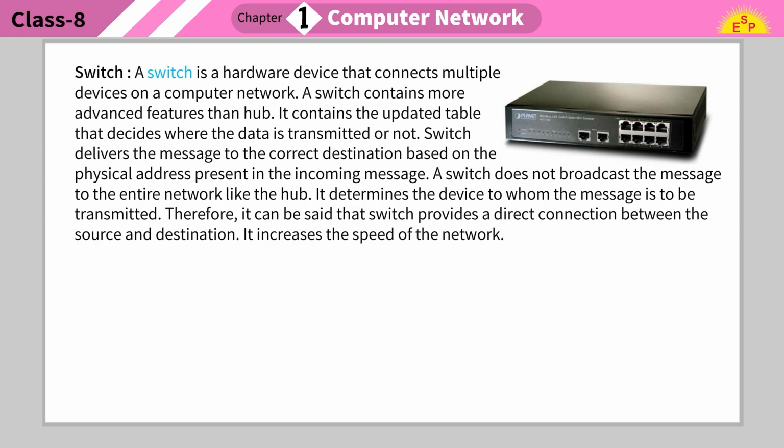Switch. A switch is a hardware device that connects multiple devices on a computer network. A switch contains more advanced features than hub. It contains the updated table that decides where the data is transmitted or not. Switch delivers the message to the correct destination based on the physical address present in the incoming message. A switch does not broadcast the message to the entire network like the hub. It determines the device to whom the message is to be transmitted. Therefore, it can be said that switch provides a direct connection between the source and destination. It increases the speed of the network.